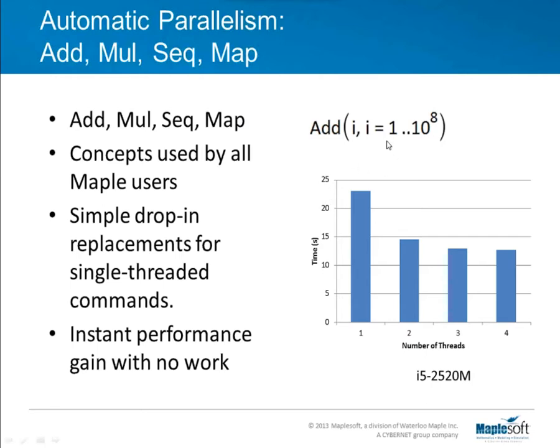Here, I'm simply adding the integers between 1 and 10 million together using the multi-threaded add. On a single thread, it takes about 22-23 seconds. However, if I allow Maple to use all of the cores of my computer, as you can see, processing time reduces dramatically, again giving you a real tangible time savings. And these newer multi-threaded versions of these commands are essentially drop-in replacements for their single-threaded versions. This means you can often get an instant performance gain with no work.